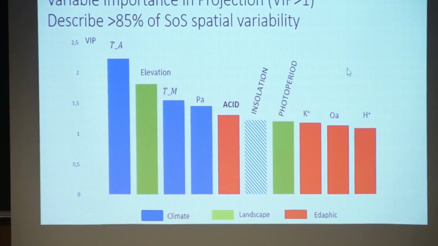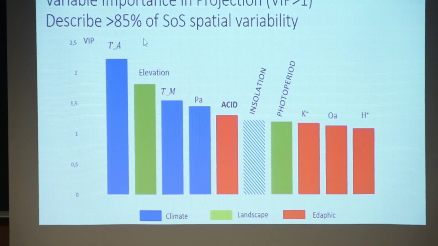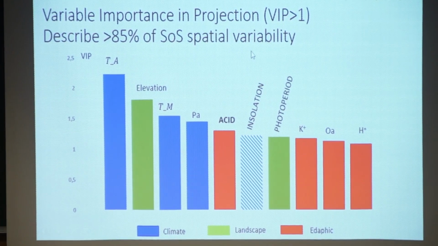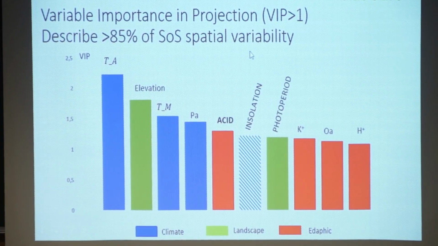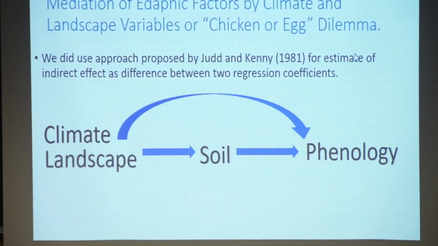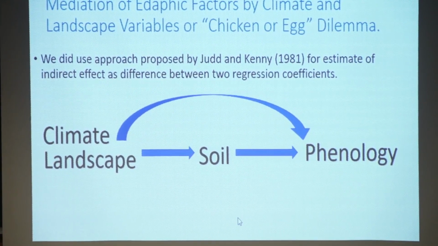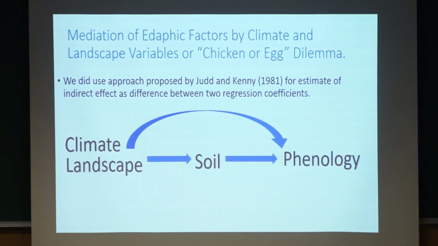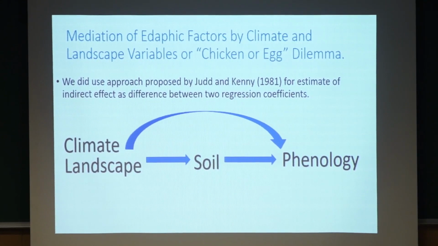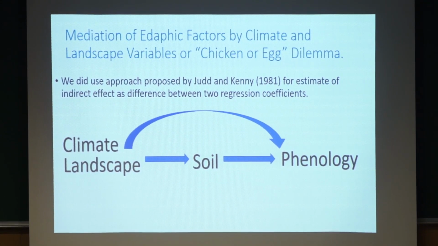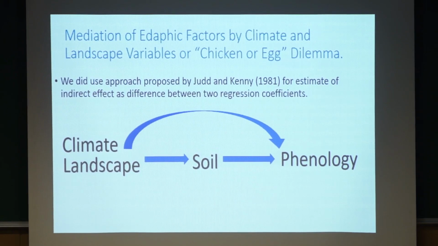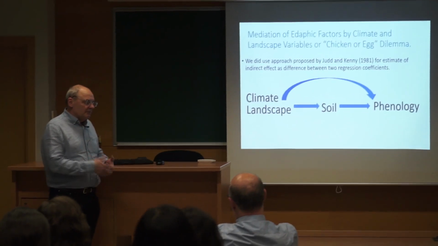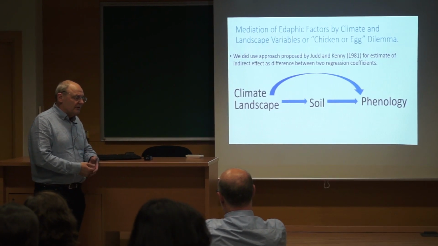This model describes 85% of SOS spatial variability, and edaphic factors describe more than 30% of this variability. The next step, as I mentioned, was to test for mediation. So we used the approach proposed by Judd and Kenny for estimating the indirect effect as the difference between two regression coefficients. Basically, it's a very simple method, but it allows you to reduce the number of variables which are less important than others.